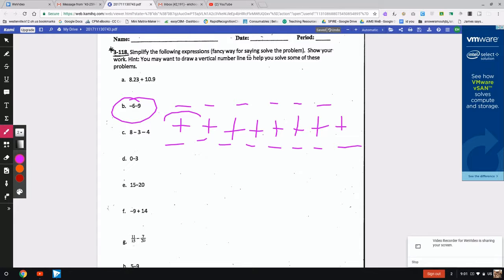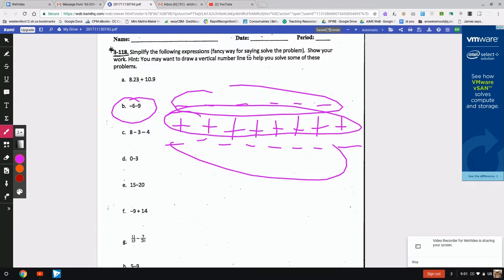So, you take away your 9 positives. What do you have left? Well, you have your 6 negatives on top and your 9 negatives on the bottom, and that will get you an answer of -15. Just another way, if you don't feel like using the number line, it can get a little confusing when you're taking away positive numbers with negatives.